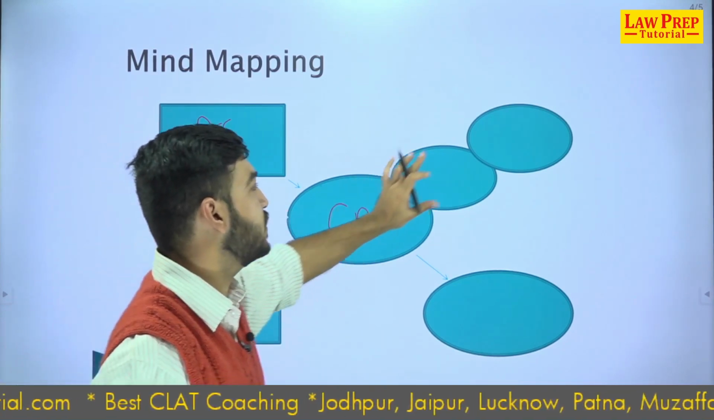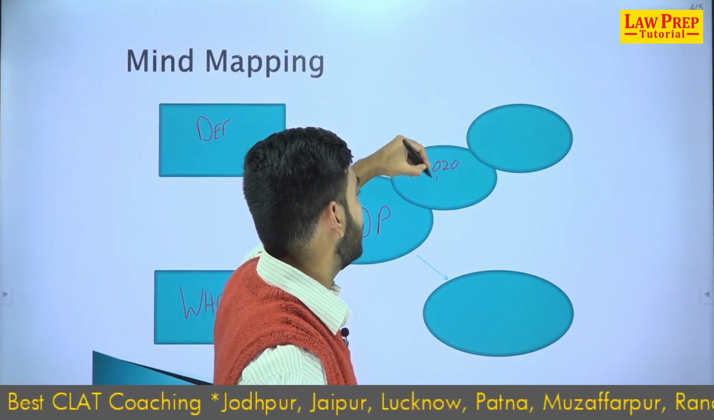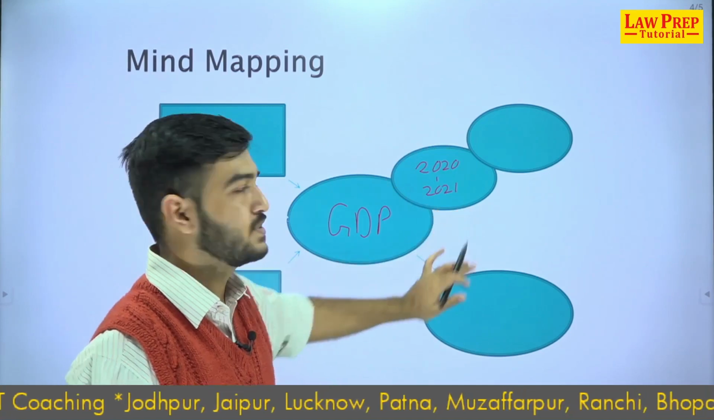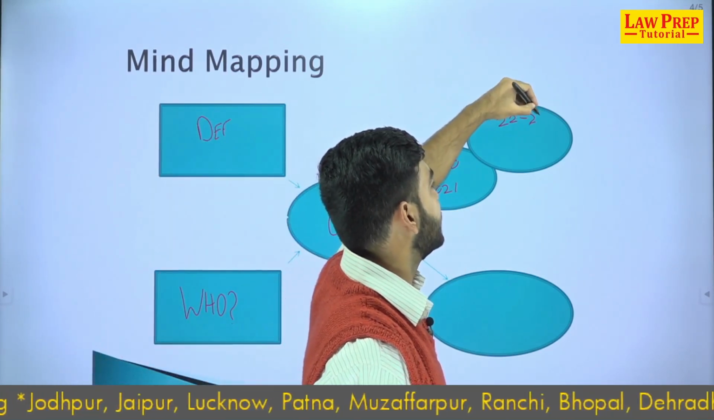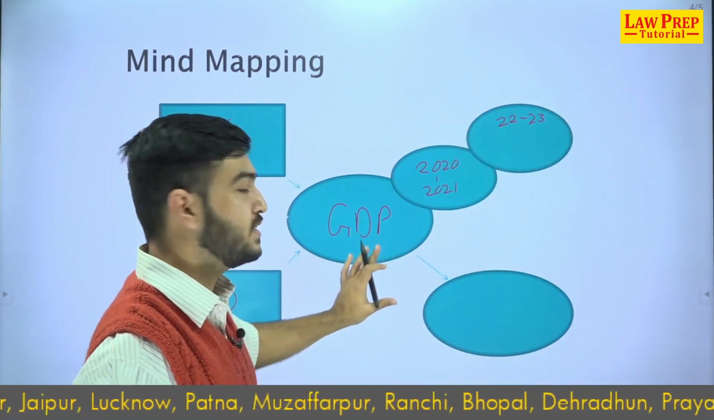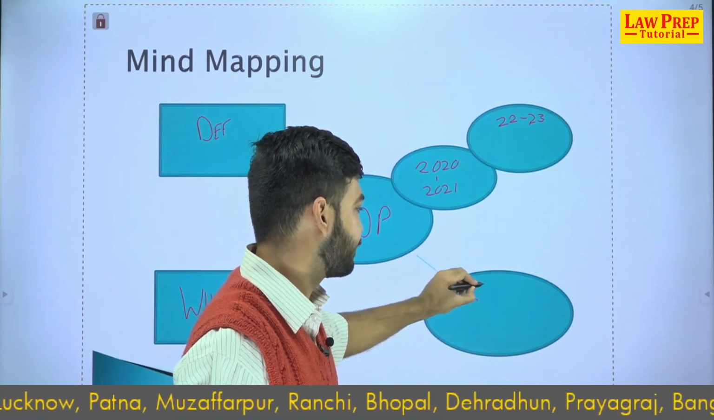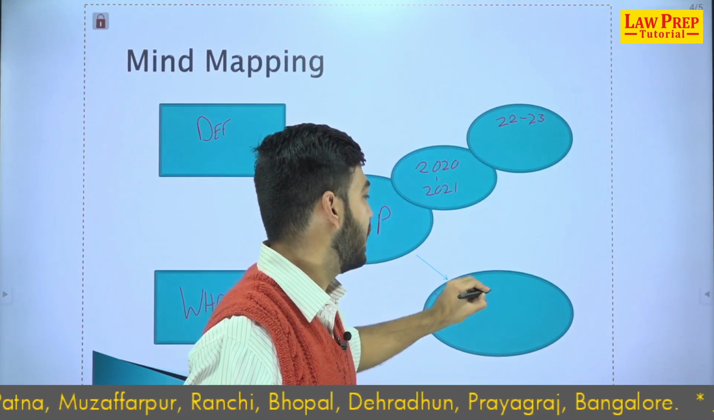And then continuous information. 2020 and 21 में GDP का figure क्या था, that you will put in this box. Then another, if you want to continue, 22, 23, then here. So you will continue going. What is the information that GDP gave you? Did the GDP rise or fall? That is how you will divide.